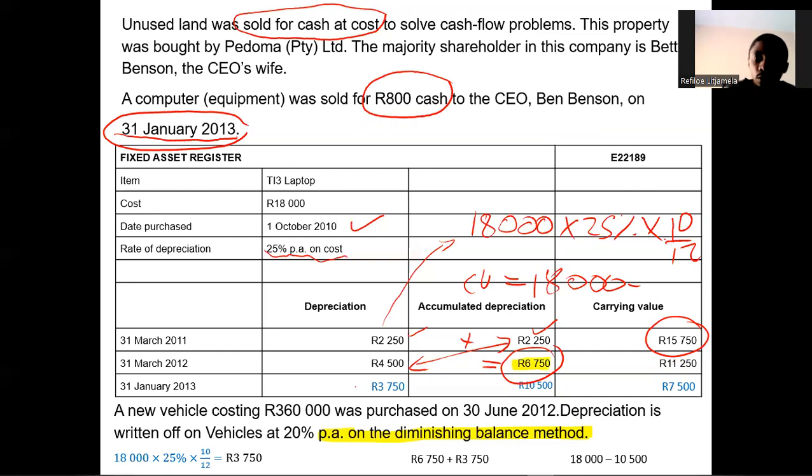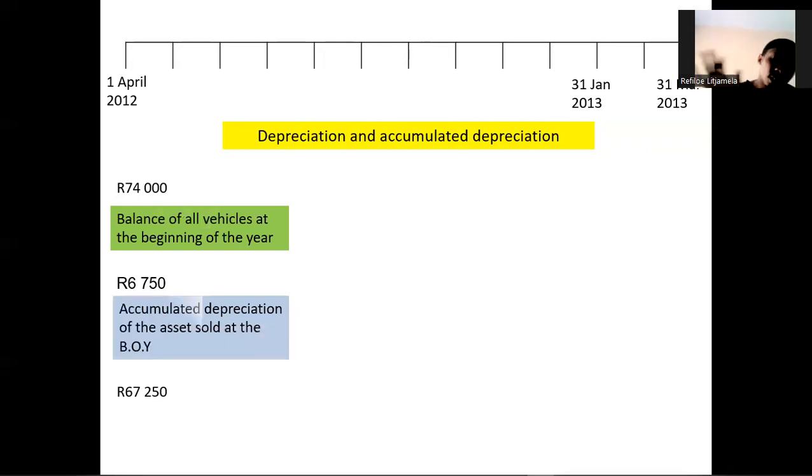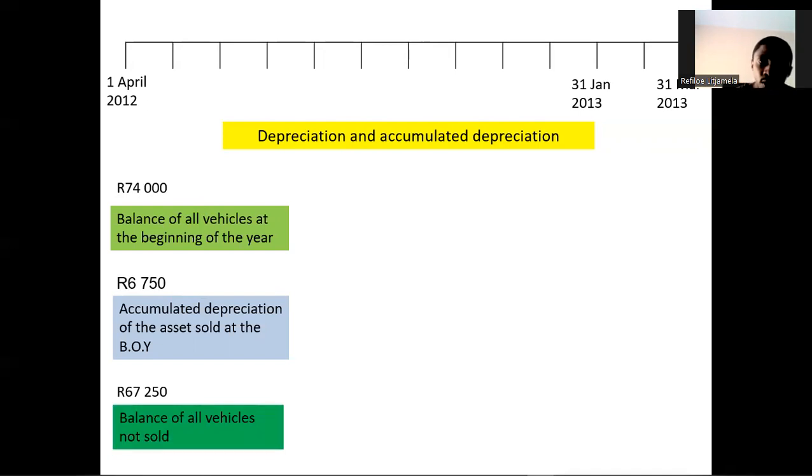When it comes to the depreciation of this equipment, I'm going to start with the source. You're going to take the total accumulated depreciation of all equipment, which was given to you in the tangible asset note. And then you're going to subtract the accumulated depreciation at the beginning of the asset sold, which is 6,750.